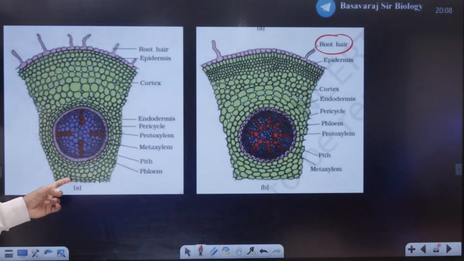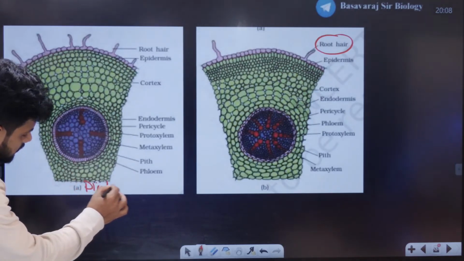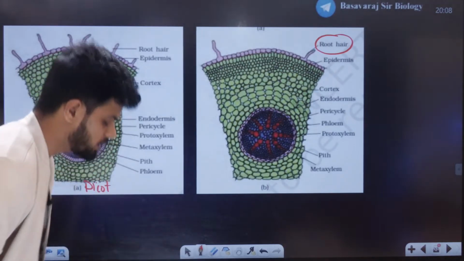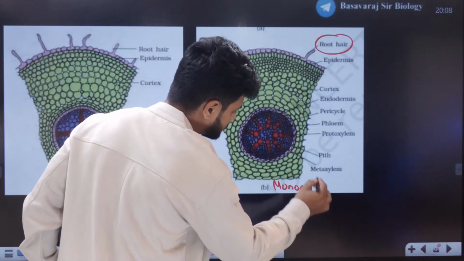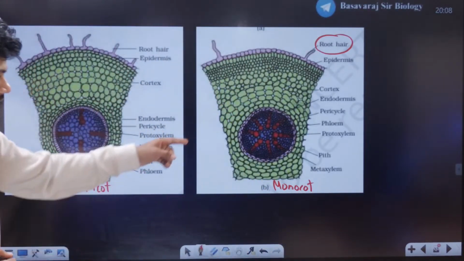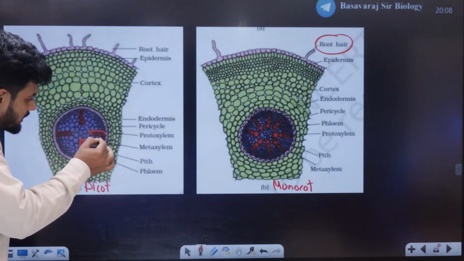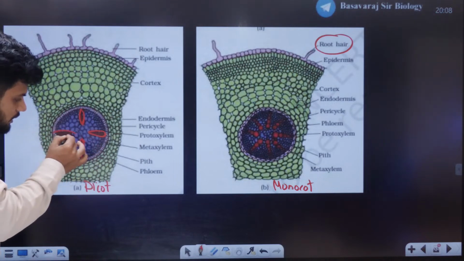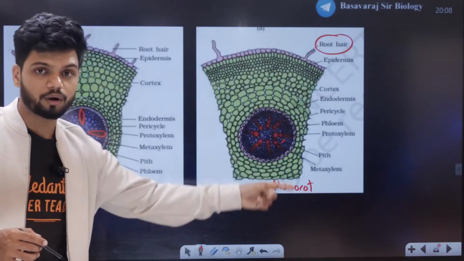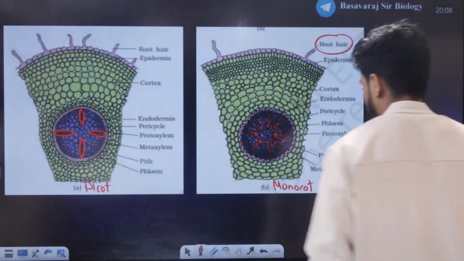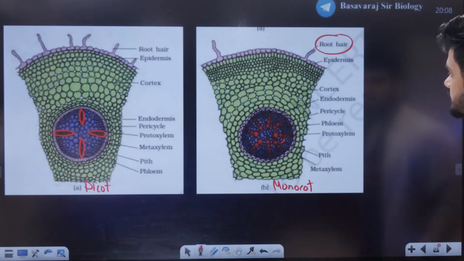A is going to be dicot. So B is going to be monocot. Why? Because of the vascular bundles. If you can see here, there is a tetrarch condition here, but here we can see the polyarch condition, that is, more than 6 xylem bundles.